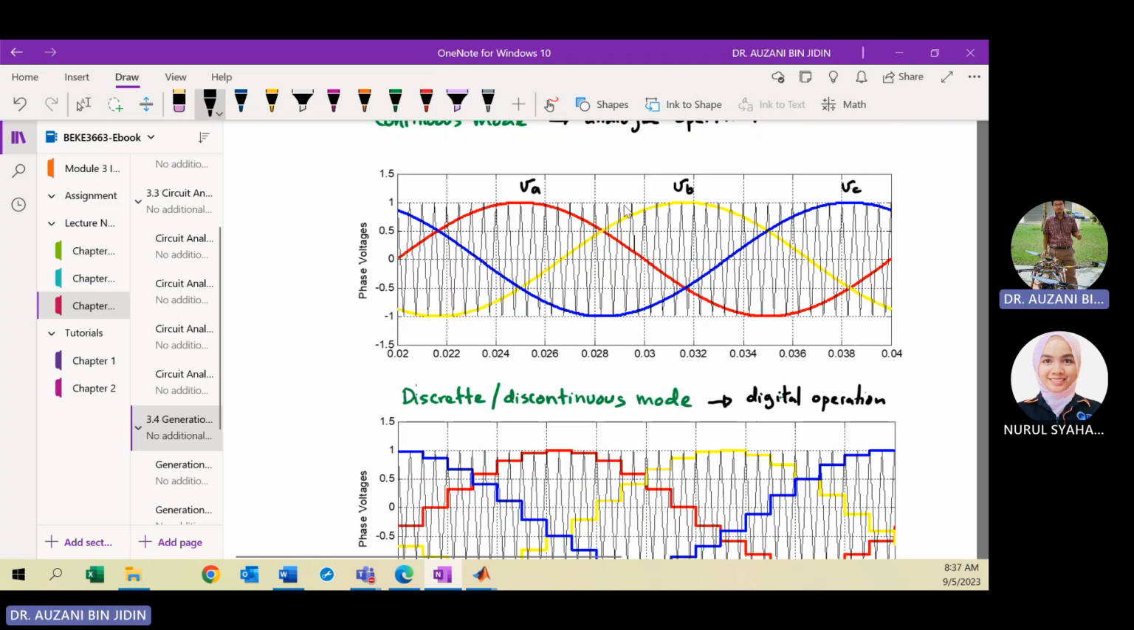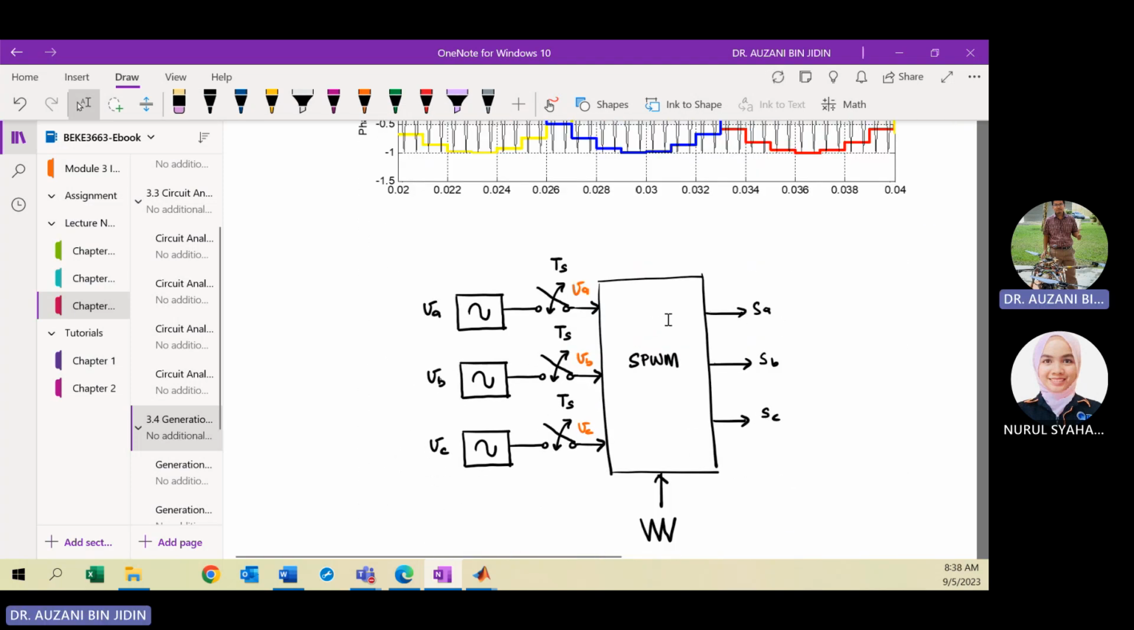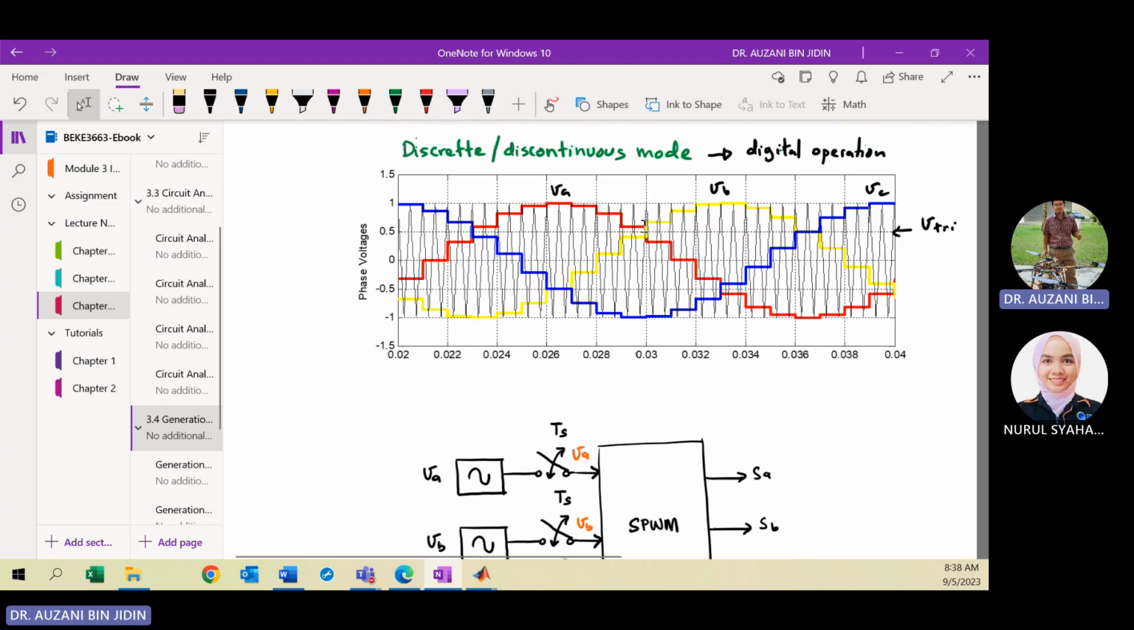Okay, so this is VA, VB, VC. Sorry, this is the triangular wave shape. Because for sinusoidal modulation, to generate the switching state you need to compare the modulating signals VA, VB, VC with a triangular waveform. So this is the triangular waveform, V triangular. The same goes here, V triangular. The red color is VA, the yellow is VB, the blue is VC. Okay, so maybe we can illustrate how the modulator is implemented digitally. You can notice the modulating signal data will be updated every TS, or sampling period. That's why the modulator plots the wave shape in staircase mode.